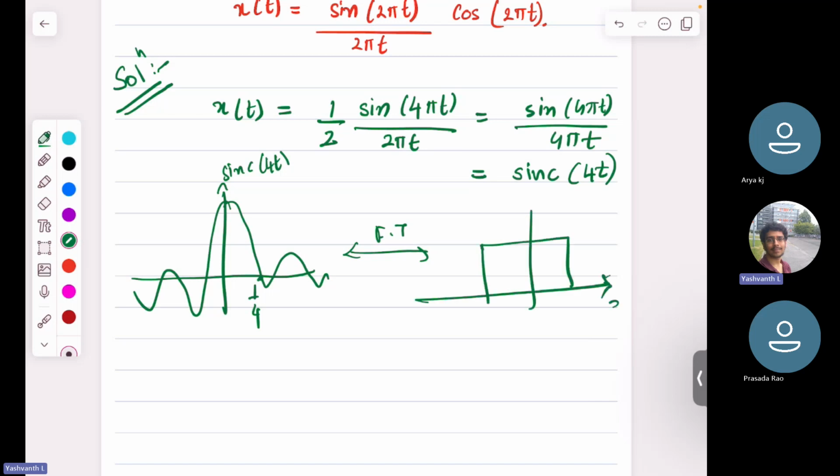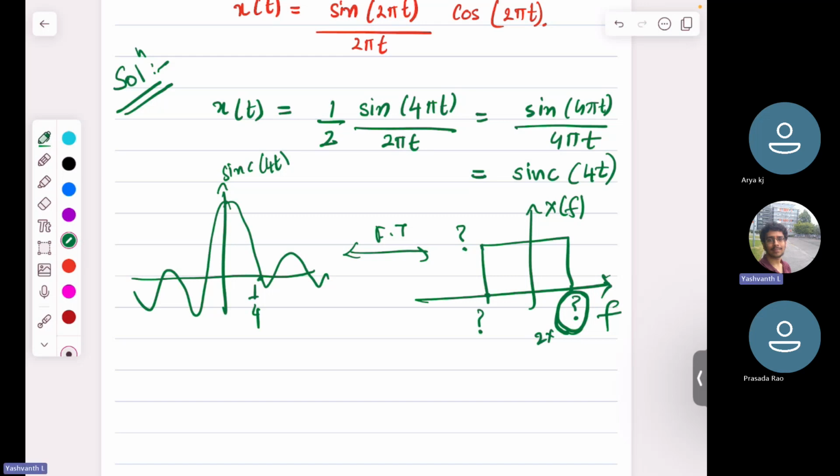In the f domain, X of f will be a rectangle. But I don't know the amplitude, and I don't know the frequency content. What is the upper frequency, the maximum frequency content? I need to find this out. If I know this, then 2 times that will be my Nyquist rate, which is the required answer, the minimum sampling frequency.